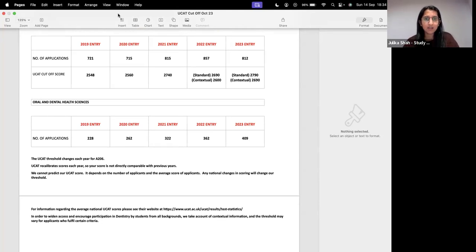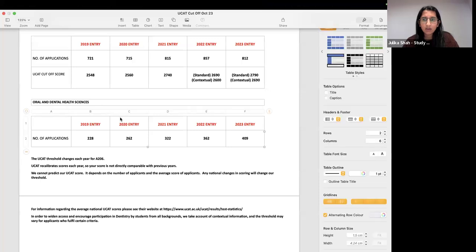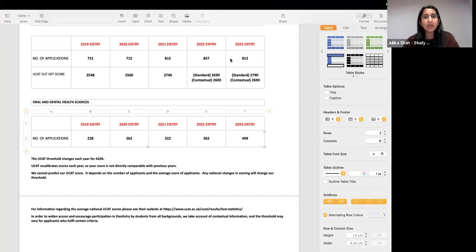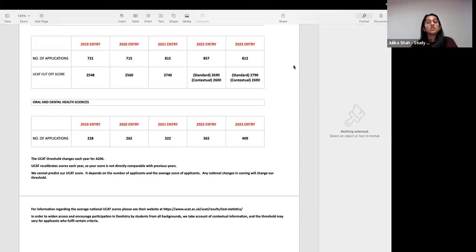Does that answer the question? I'm hoping it answers your question. Let me know if it doesn't. Yeah, perfect. Cool. So that's what we mean by a cutoff score. Just like they might have cutoff grades, for UCAT some universities will say we need a bare minimum of this score. If you don't have it, I would not encourage you to apply to that university because then it's a waste of an application.